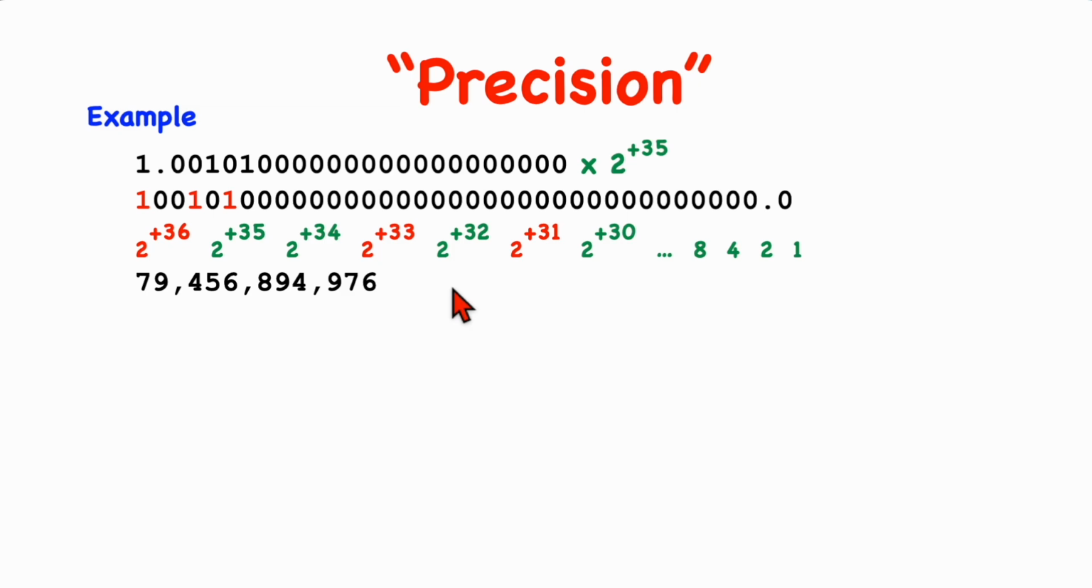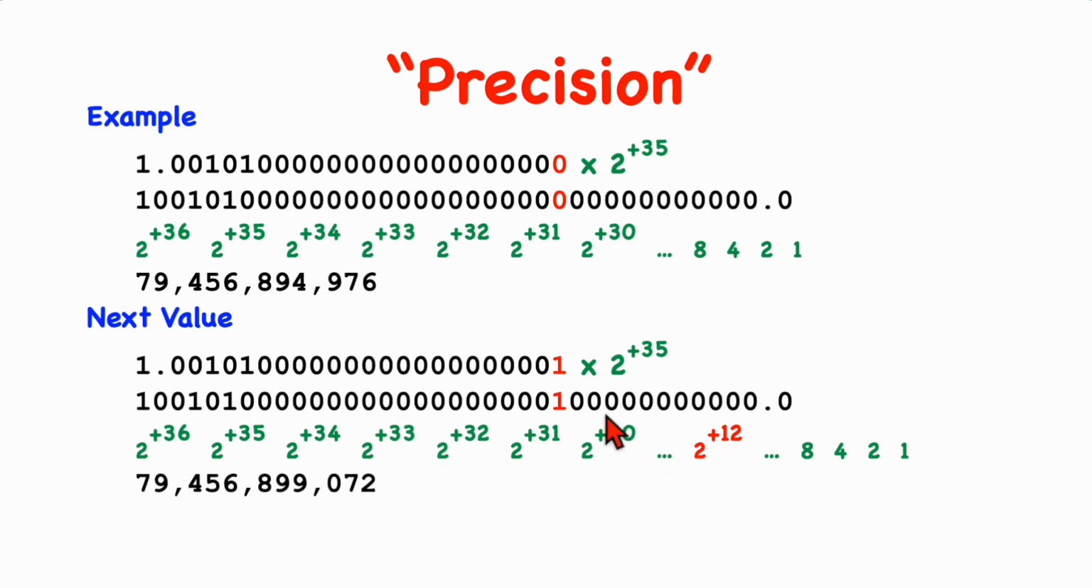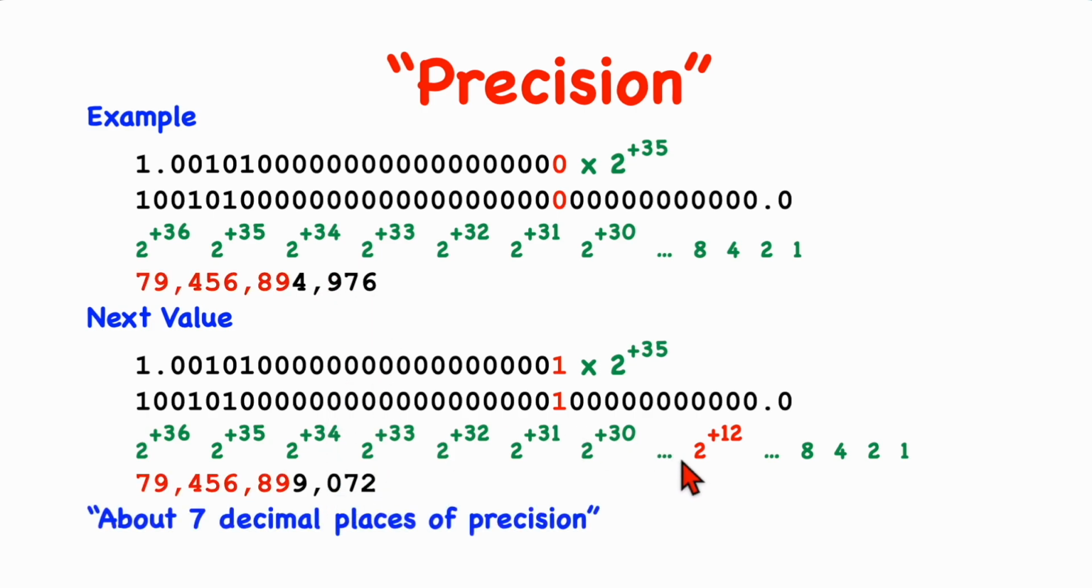Now let's ask ourselves, what's the gap between numbers in this range? If we look at the next representable value, that is, we take this bit and increment it to a 1, then we get this value here. If we multiply it out, we see that this bit is in the bit position that corresponds to 2 to the 12th, or 4K, and it represents this value here. So we see there's quite a gap between these two values. The gap is exactly 4096, or 4K.